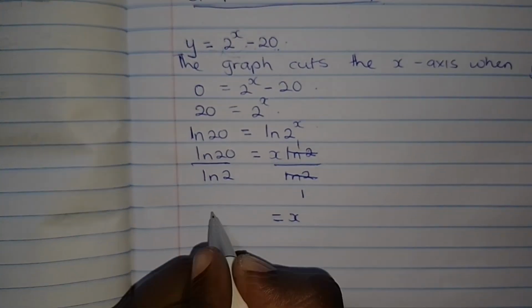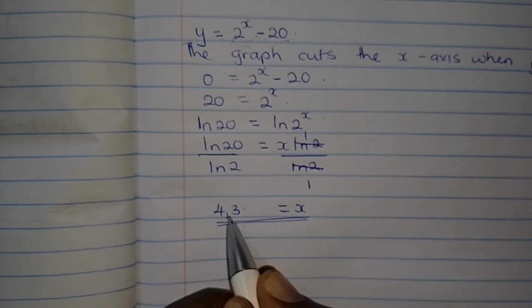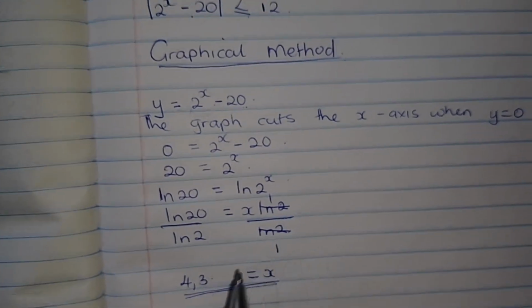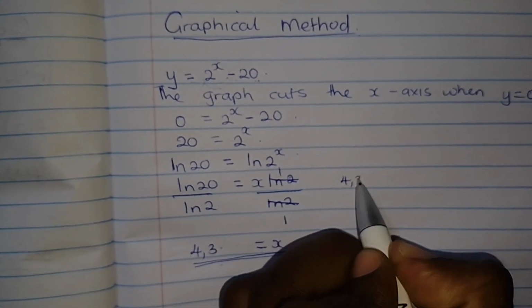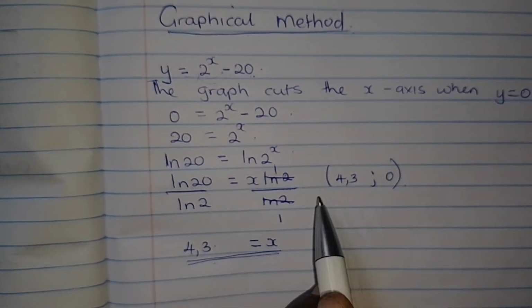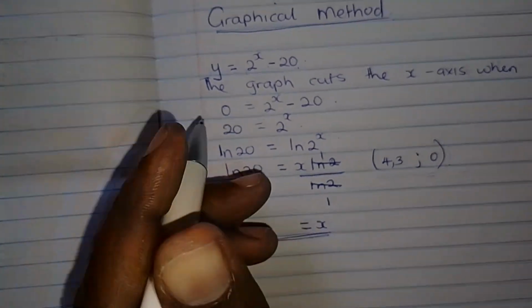So it's 4.3. Our x is going to be equal to 4.3. So the graph cuts the x-axis at (4.3, 0). That's our first intercept.